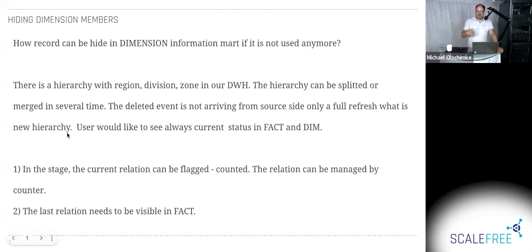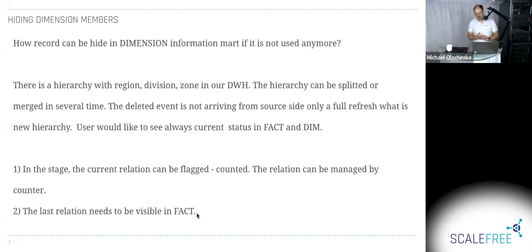So they receive data, relationships between regions, divisions, and so on from some source system, and they want to show the most current ones in the dimension. That's as far as I understand it. Now, they say that you could, in the staging area, flag some records, count them or whatever, to mark the ones which are still active, and then remove them somehow from the dimension. And the last relation needs to be visible in the fact or in the dimension.